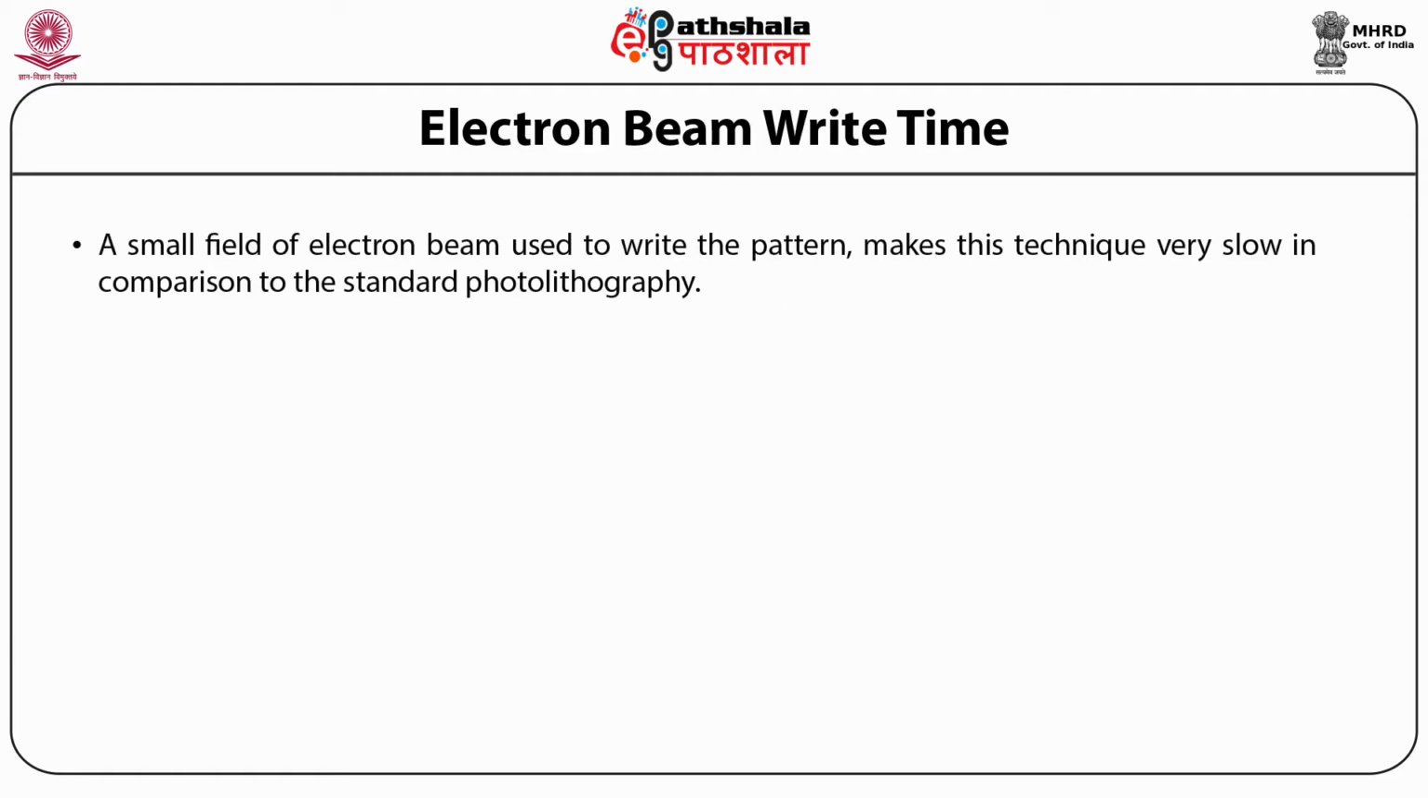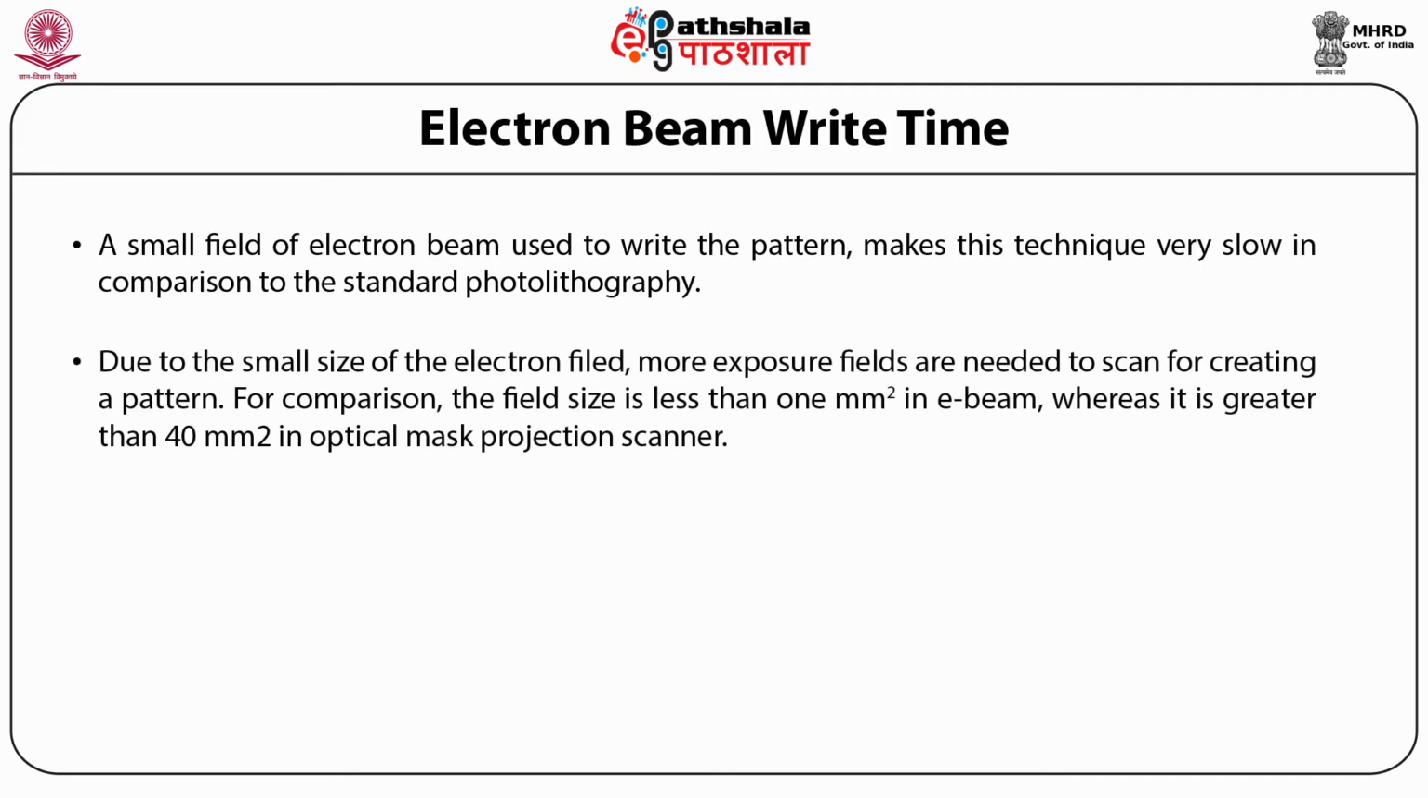The small field of the electron beam used to write the pattern makes this technique very slow in comparison to standard photolithography. Due to the small size of the electron field, more exposure fields are needed to scan for creating a pattern. For comparison, the field size is less than 1 millimeter square in electron beam, whereas it is greater than 40 square in optical mask projection scanner.